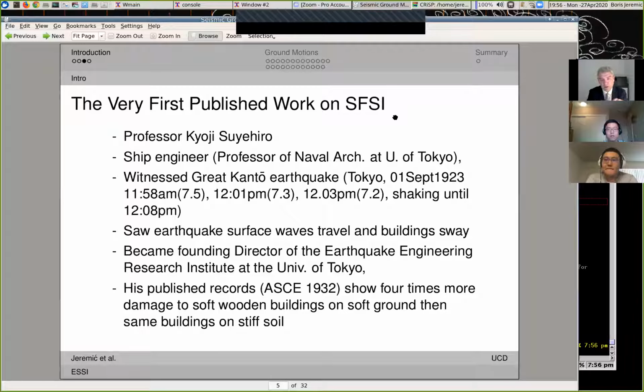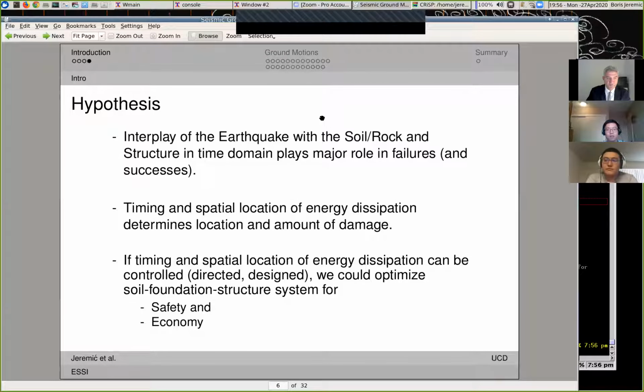And then unfortunately he got sick on the way back, and it was a ship travel. It took a few weeks at least, and then he passed away when he got back home. Very sad story, but he was the founding director of ERI in Tokyo, professor of naval engineering, naval architecture at the University of Tokyo, who switched over to become an earthquake engineer.